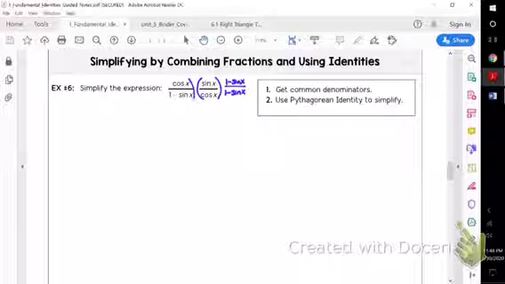Now for this first fraction then, I'm going to multiply it by the other fraction's denominator. So I have to multiply the denominator by cosine of x, and what you do to the bottom, you have to do to the top.